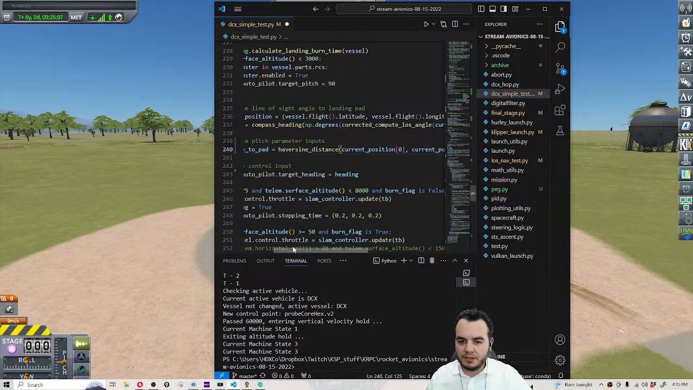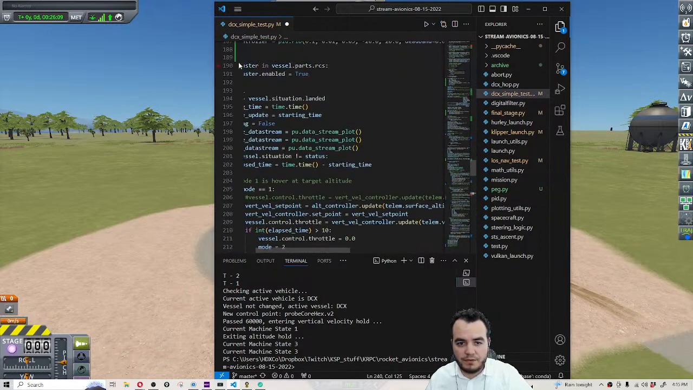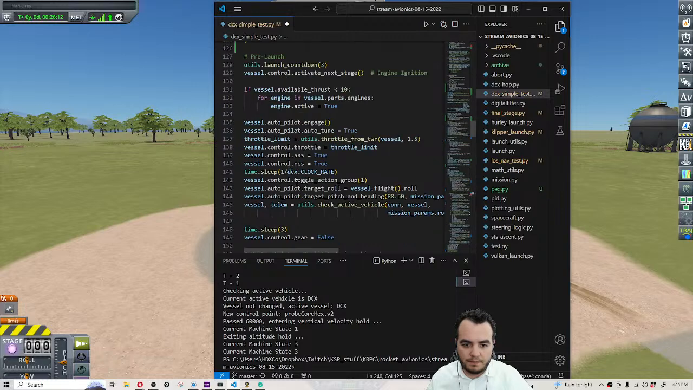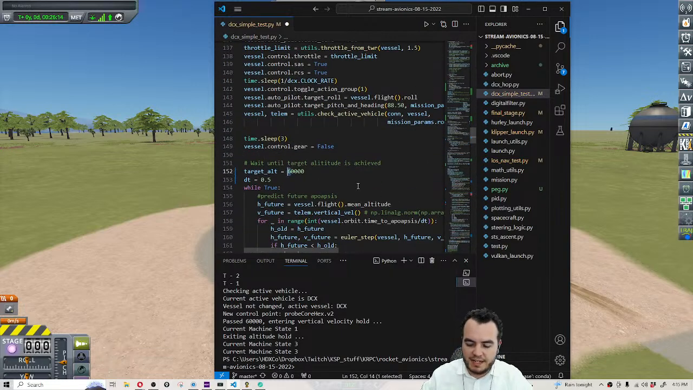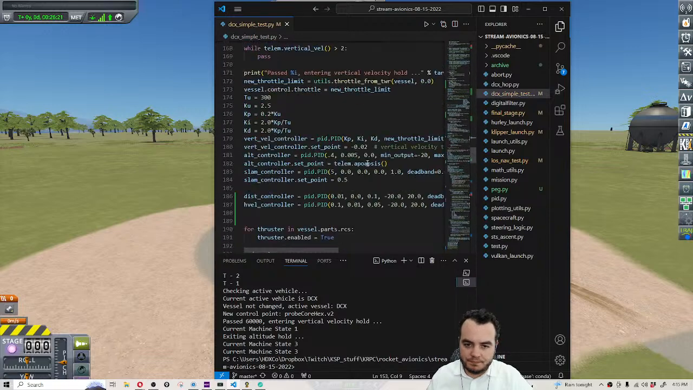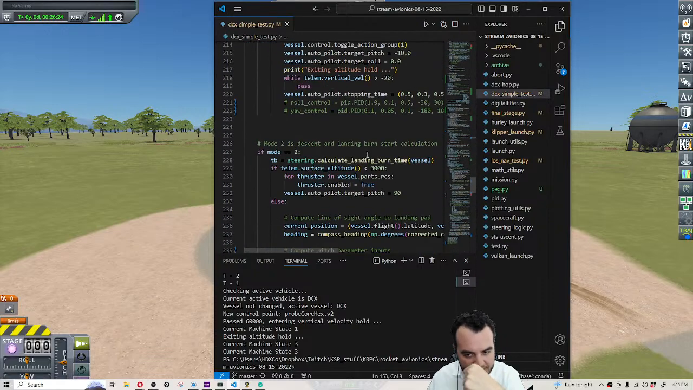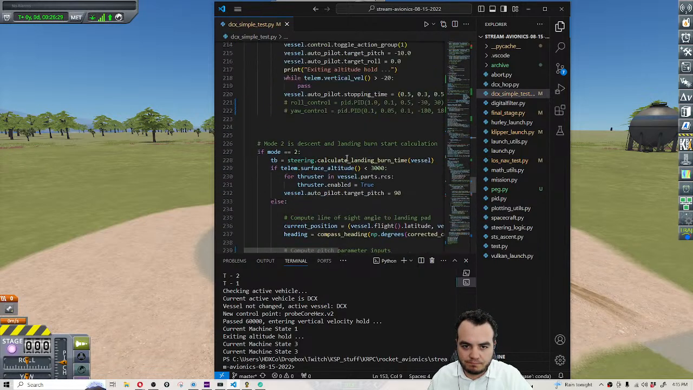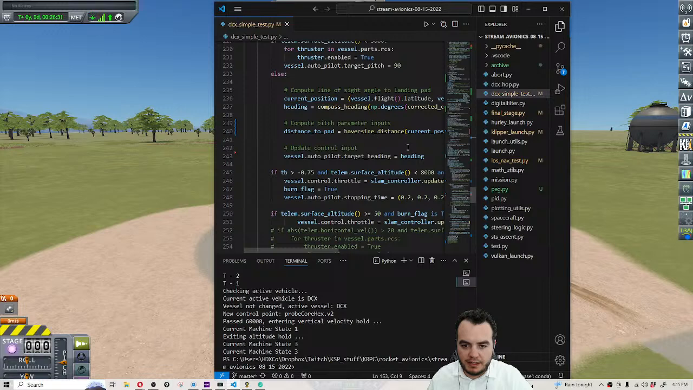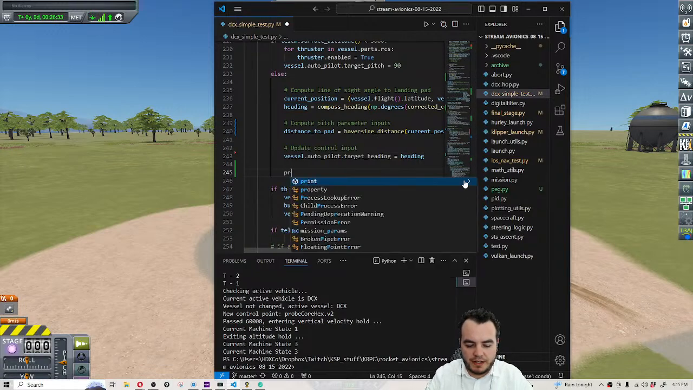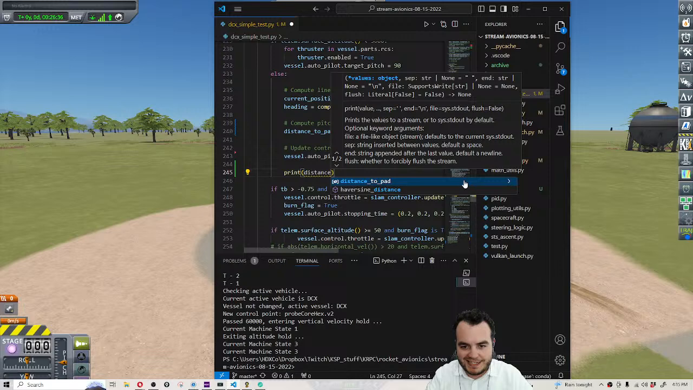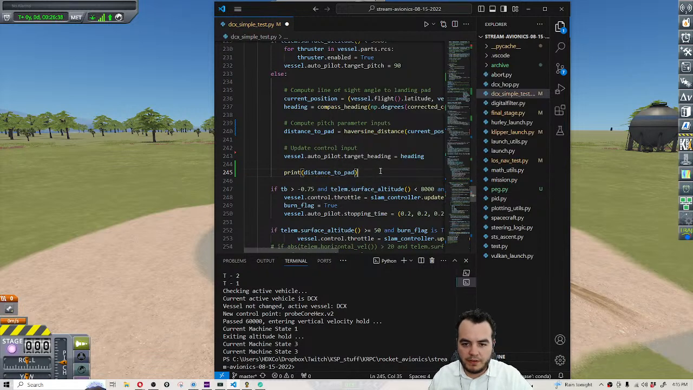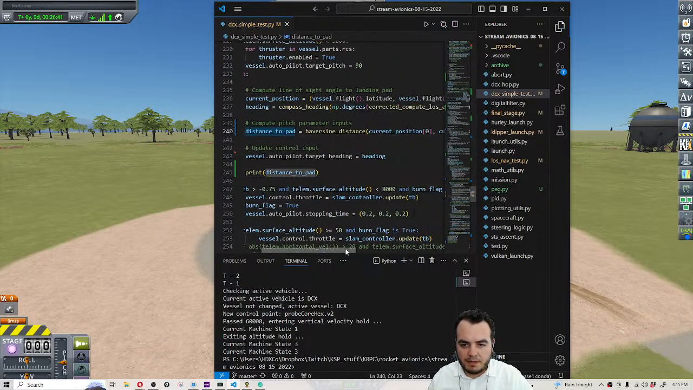Okay. Perfect. And before I forget, let me actually go up to here. And I want to change this to say 15,000. I want to do that so that we don't have to wait so long to actually start testing this stuff, right? And then, yeah, let's just go ahead and make sure that at each time step we're printing out our distance to pad, just so we can make sure that that is working. So that's going to be our distance to pad.